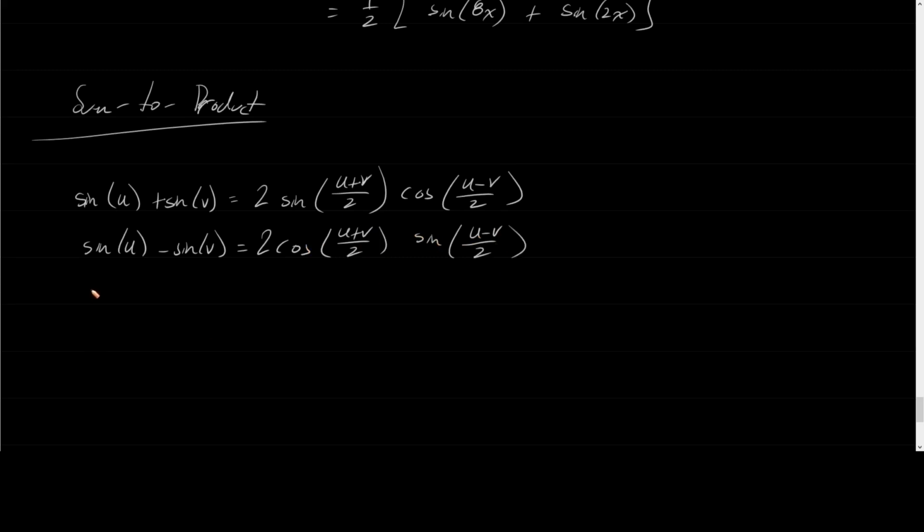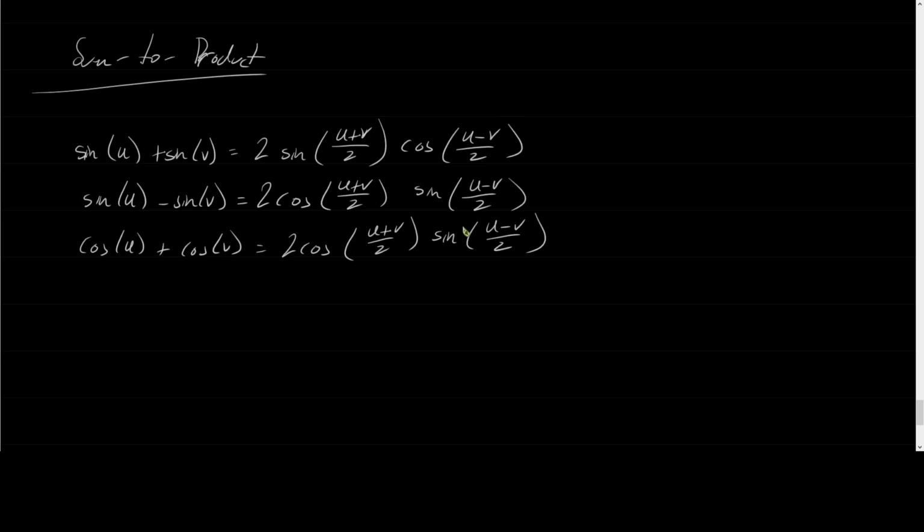If I had the sum of cosines, so cosine of u plus cosine of v, this would be 2 cosine of the sum, u plus v over 2, times cosine of the difference, u minus v over 2. Sorry, I messed that up. They should both be cosine here. All right, so 2 cosine of u plus v over 2 times cosine of u minus v over 2. That was for the sum.